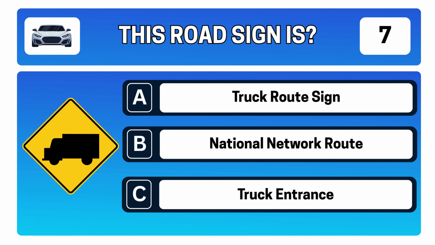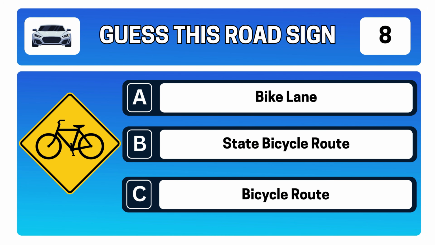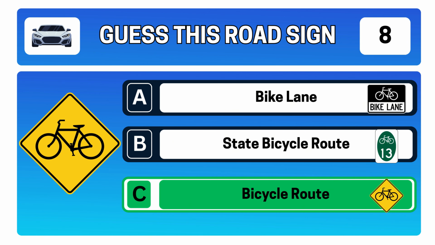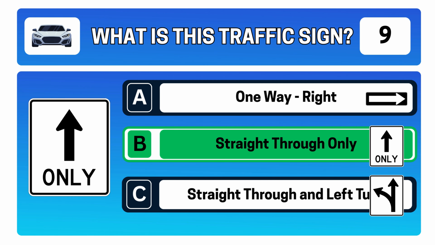This road sign is? Perfect! This is the truck route sign. Guess this road sign. Exactly. This is the bicycle route sign. What is this traffic sign? Nicely recognized. This is the straight-through only sign.